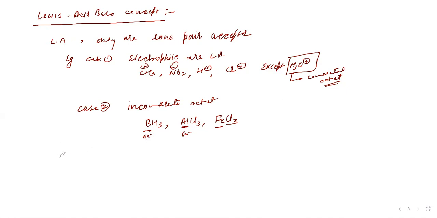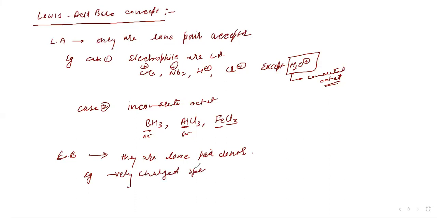Now if I write the Lewis base, what is going to be the Lewis base? They are lone pair donors. Example 1: negatively charged species. What are the negatively charged species? Suppose it is Cl minus, Br minus, I minus.